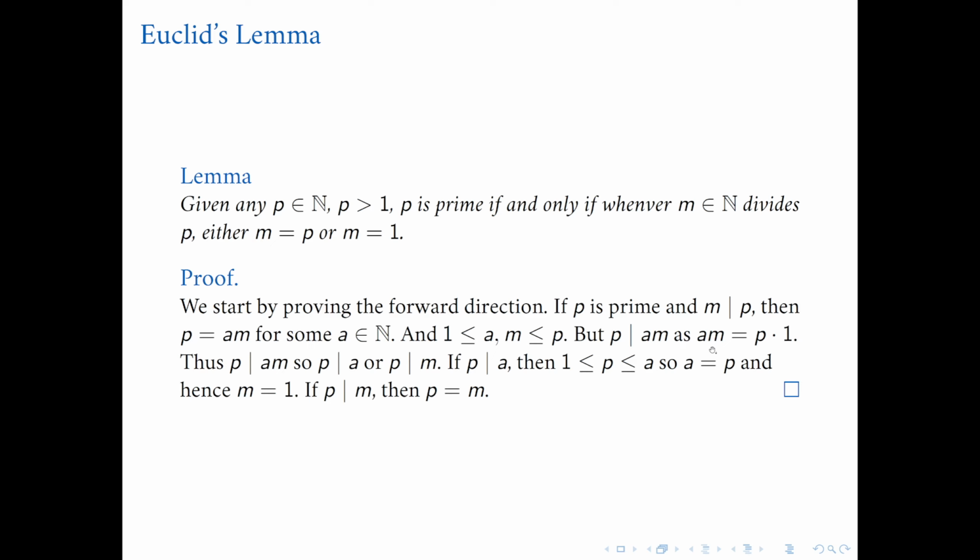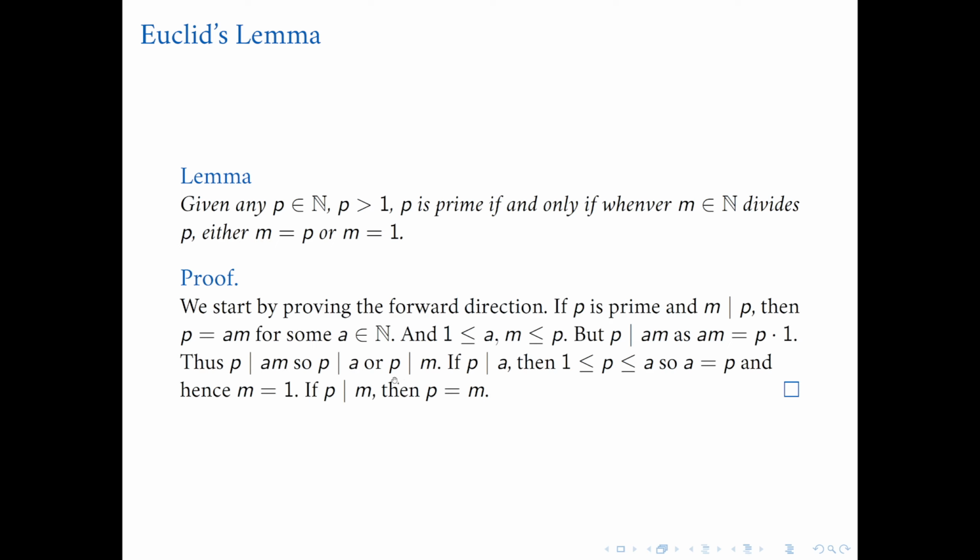By the definition of prime, whenever P divides a product, P divides one of the terms in the product. Okay, so we're going to go into cases now. If P divides the first term in the product, then P is a divisor of A, so it's smaller than or equal to A. But A was also smaller than or equal to P. And the only way for those both to be true is if A and P are equal, because if I'm less than or equal to something and bigger than or equal to something, I must be equal to that something. And if A is equal to P, then it must be that M is 1.